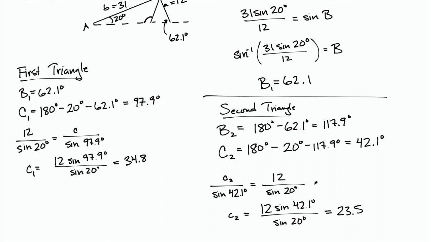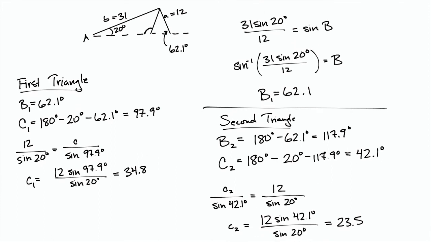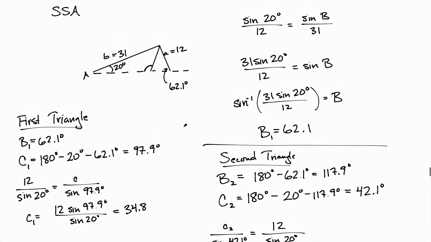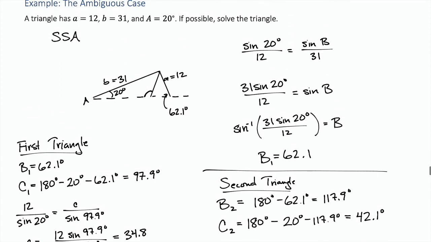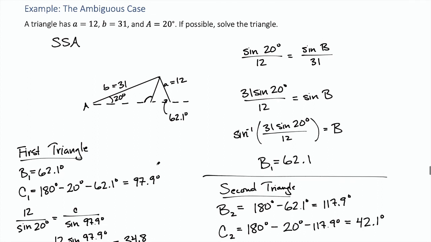And so those are our 2 possible triangles. This is the one case where that side length A is shorter than B, but long enough to touch down, so we get two possible triangles. And so it is actually very ambiguous which one it would be. It would, of course, depend on if you could get any other information about the situation.